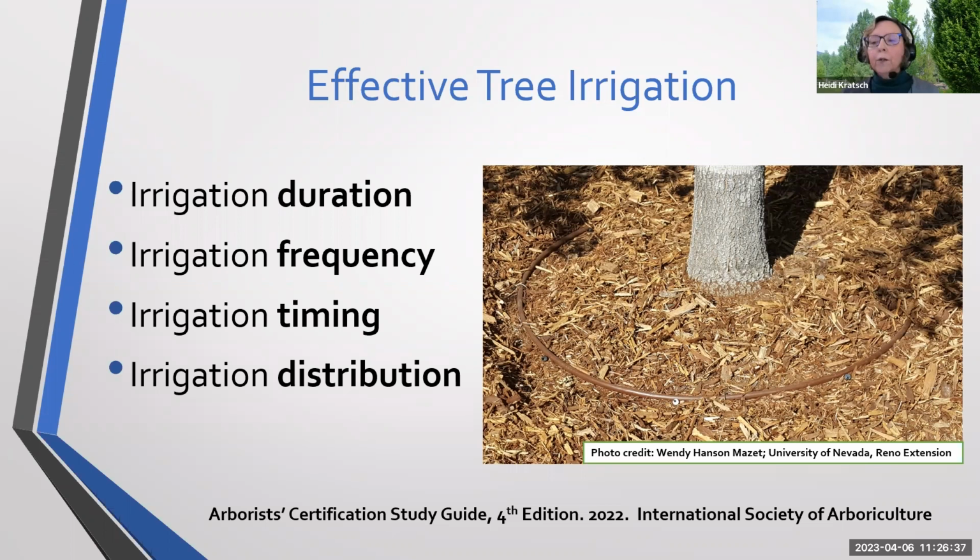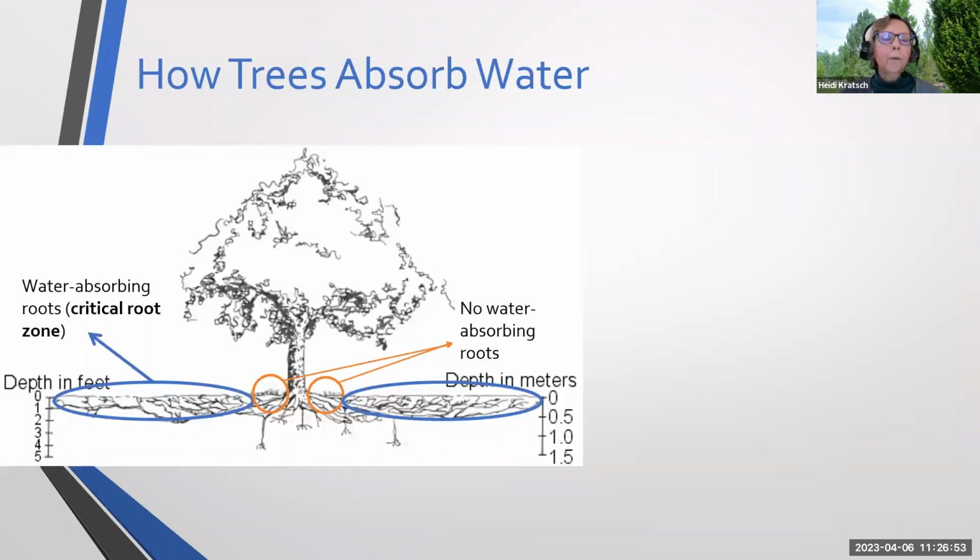So you want to, and this sounds like it's obvious, but you need to apply irrigation water where the tree's water absorbing roots are. Unfortunately, that often doesn't happen. So let's talk about where those tree roots actually are. Here's a line drawing of a tree in a landscape with the above ground part growing up, and then you can see at the soil line, the roots growing down.